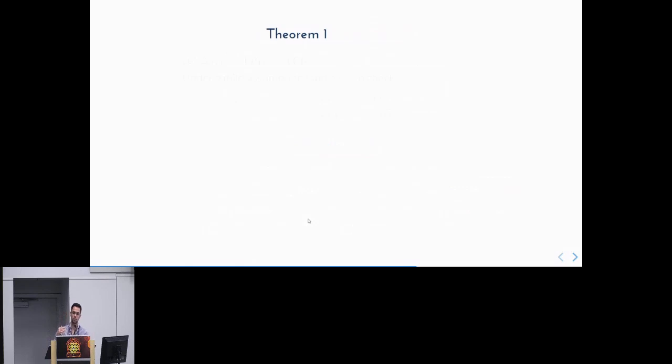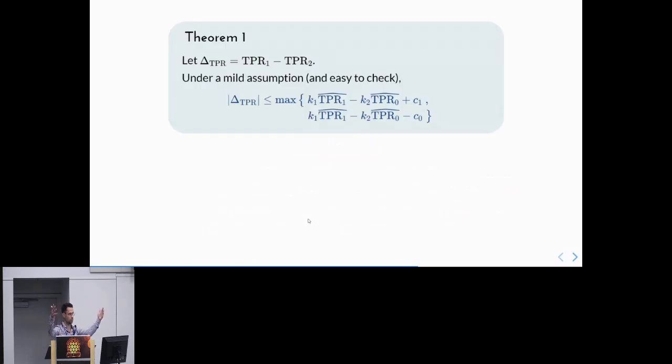The result comes in the form of a formal mathematical statement. It comes in the form of a theorem. And don't worry about the specifics of this. What you should keep in mind is that what we can show is that the true difference in TPR, the disparity between males and females, for example, that you cannot compute, can be upper bounded by the maximum of two quantities. And these quantities are linear functions of the estimated TPRs that you can compute.